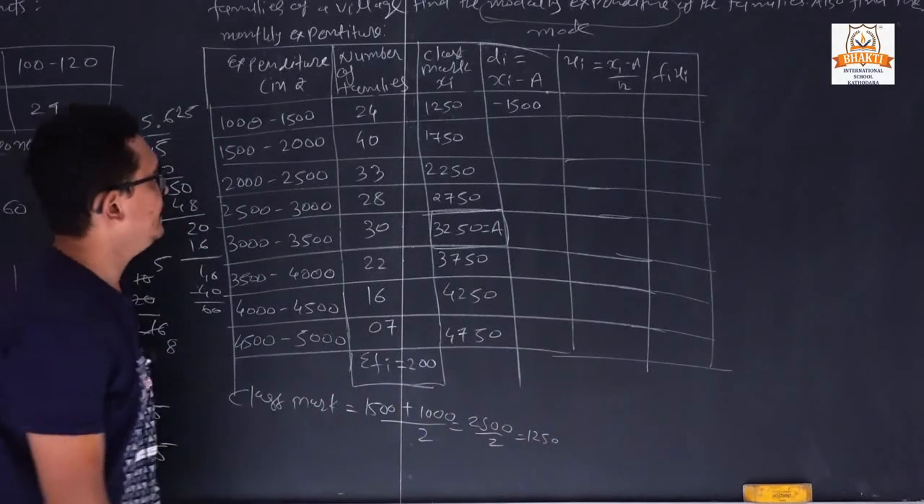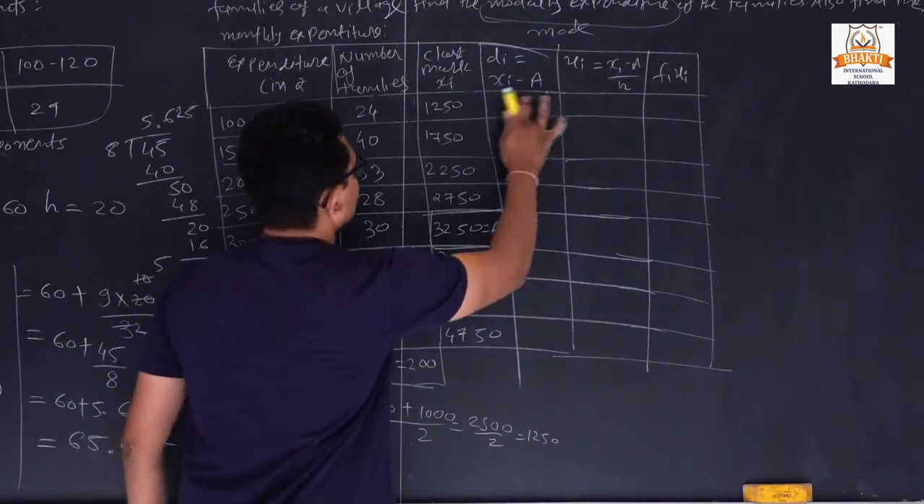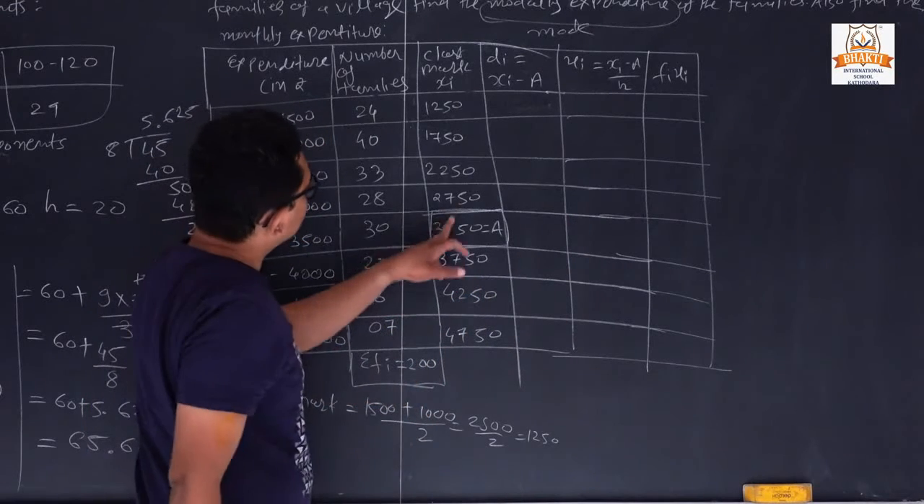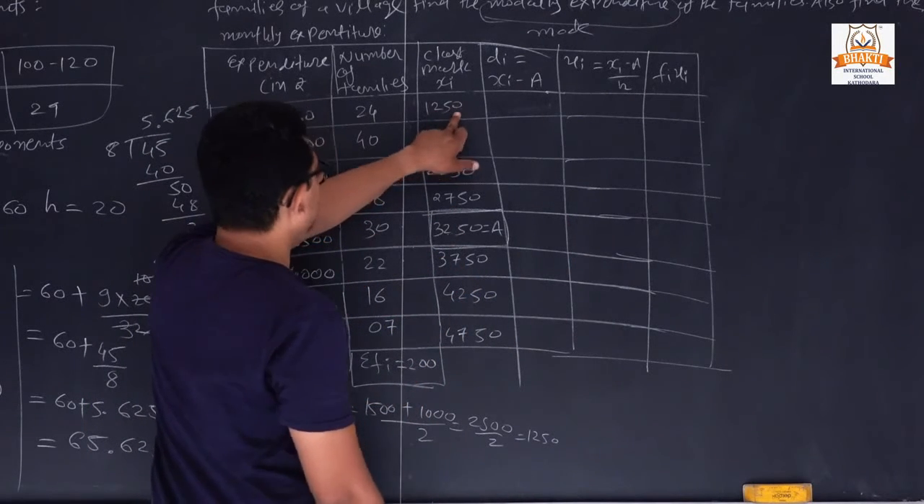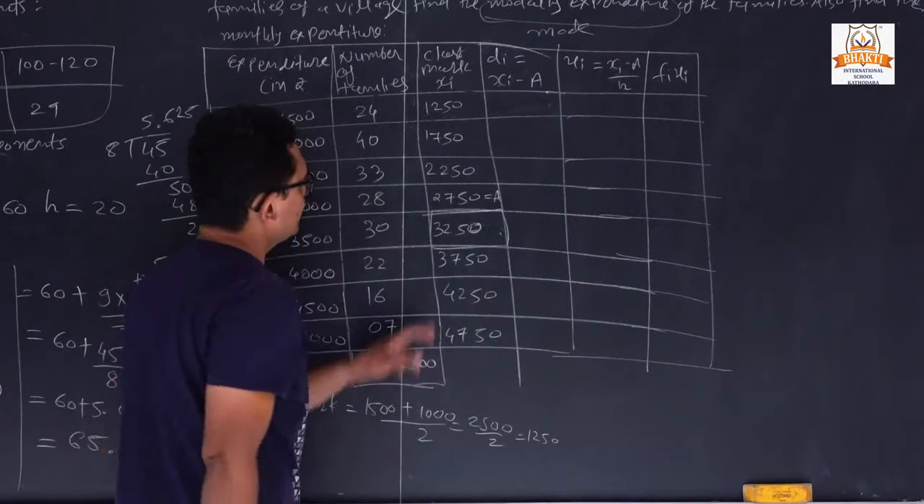Clear? It is our A. So xi. So what is xi? It is 1250. So we can also start from here. So it is easy for us.